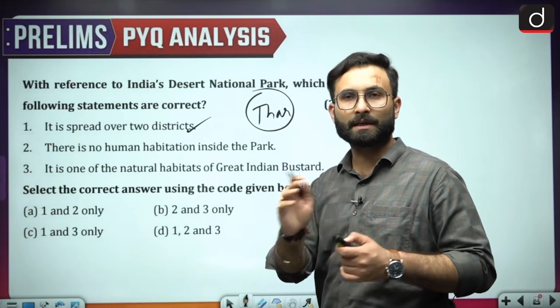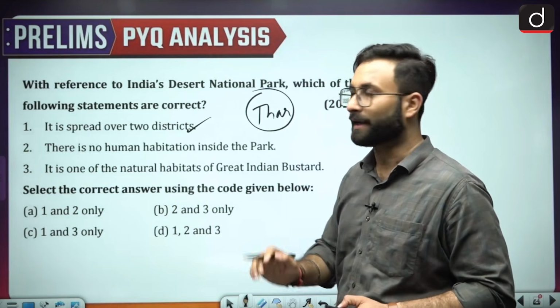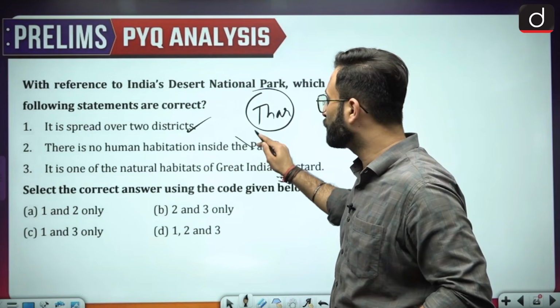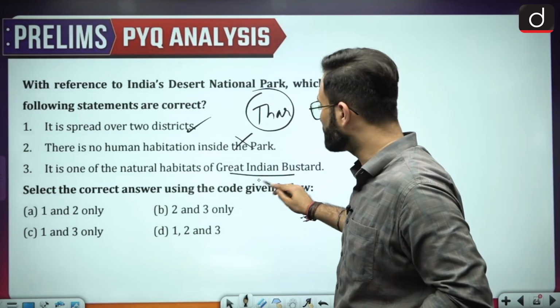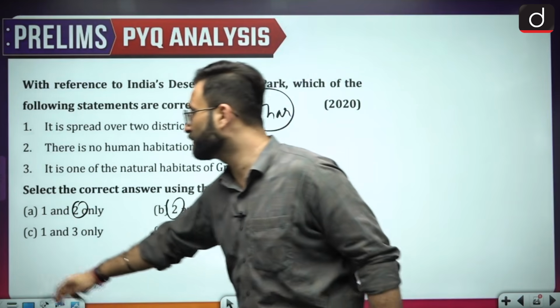Relatively, when we talk about India's other states, that will be less, but again, with respect to the other desert, it will be high. Okay, so there are various villages and settlements which are there, so statement 2 becomes incorrect over here. It is one of the natural habitats of the great Indian bustard. That is right. If you eliminate the second one, option C would be your right answer, 1 and 3.